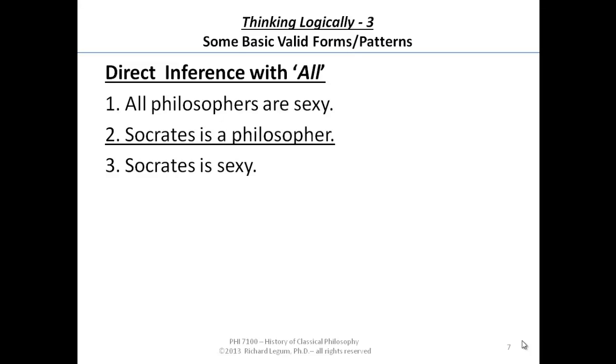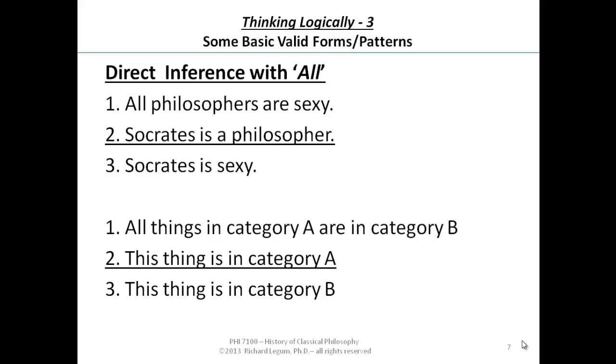And notice that the pattern of the argument is that it starts with the first premise: all philosophers are sexy, that is, all things in category A are in category B. Then the second premise is Socrates is a philosopher. That is, this thing, Socrates, is in category A, the category of philosophers. Therefore, 3, Socrates is sexy, that this thing is in category B.